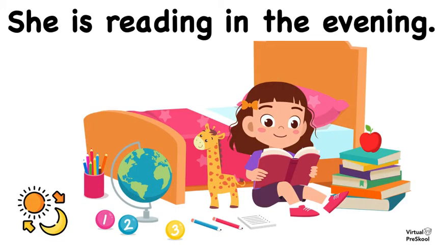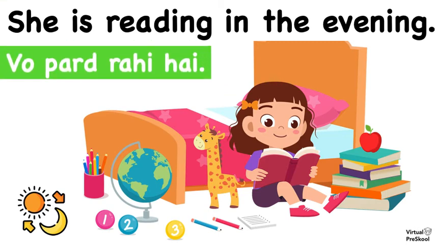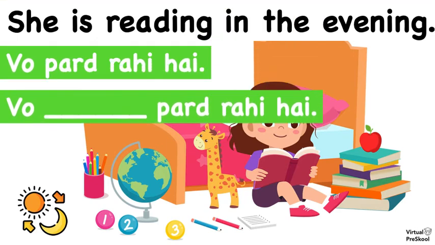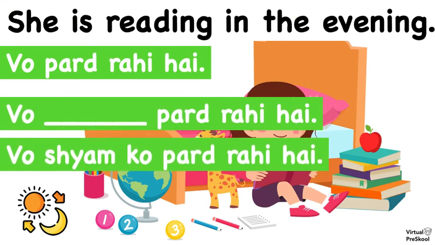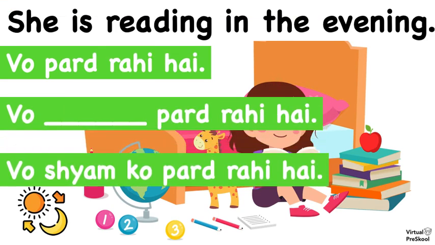She's reading in the evening. She is reading, the conjugation is वो पढ़ रही है. And in the evening is शाम को. So put that into the blank line and it becomes वो शाम को पढ़ रही है.